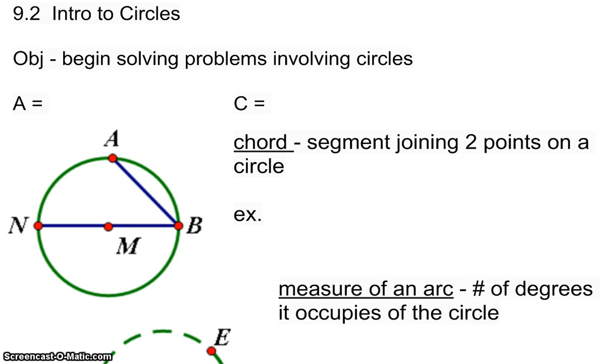Okay, today we're going to start talking about section 9.2, which is the introduction to circles. A couple things we need to remember first when we're talking about circles is that the area of a circle can be found by the formula pi r squared, and the circumference can be found by the formula 2 pi r, or pi times the diameter.